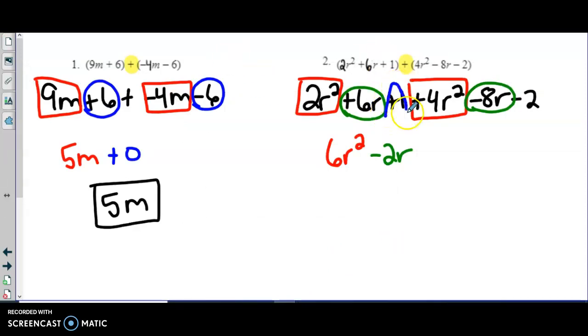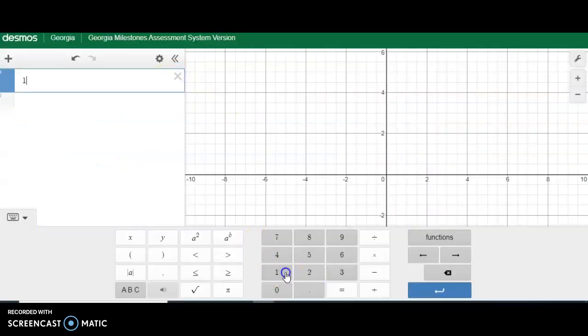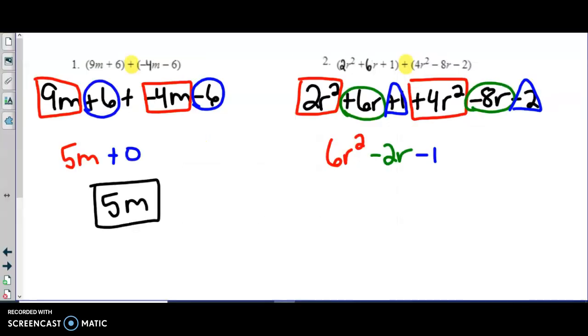And then we have a +1 and a -2, and 1 minus 2 is -1. But always feel free to check things in your calculator. +1 and a -2, that equals -1. We can't combine this any further because r squareds aren't the same as r's, which aren't the same as numbers, so we are done.